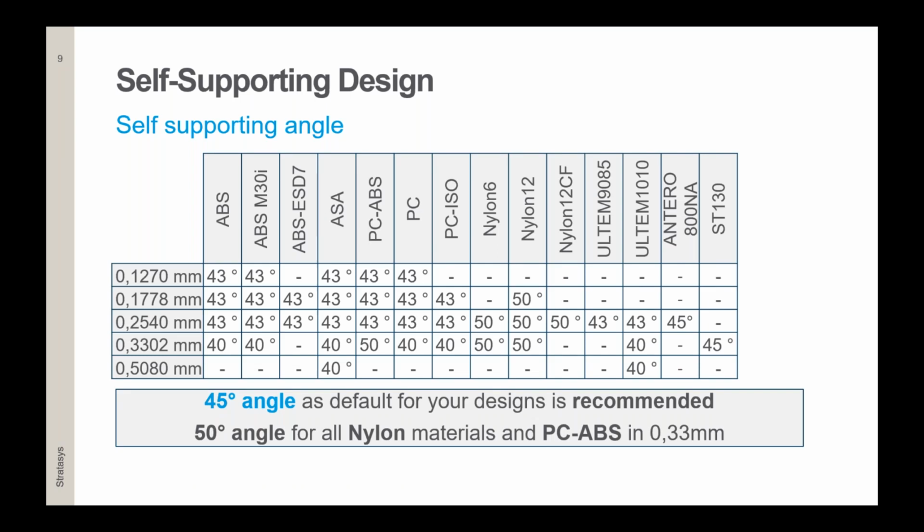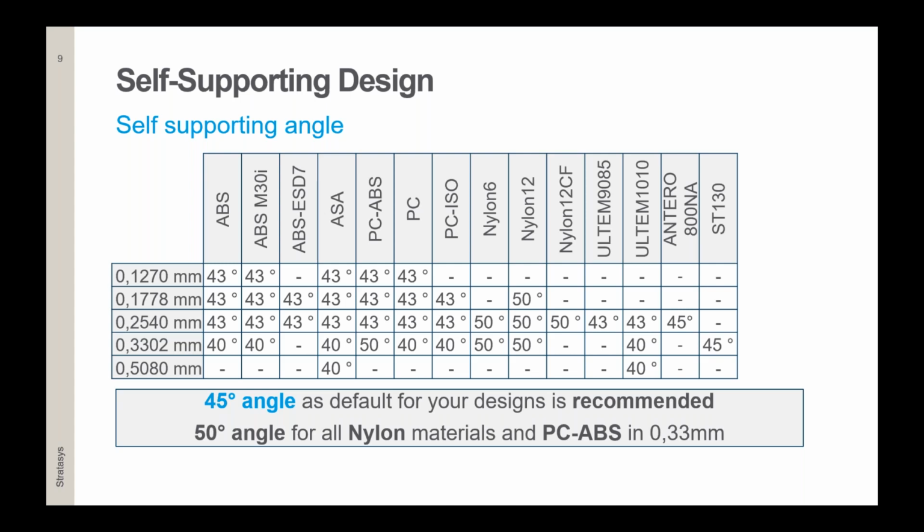As you can see from the table, self-supporting angle is different across materials and also slice height. So most of the options you see have by default 40 degrees angle, 43 degrees angle, or 45 degrees angle. With exception of nylon-based materials and in a single case PC-ABS. They have self-supporting angle of 50 degrees. So based on this, we can say that using 45-degree angle should be more or less the default option for your CAD model when thinking about self-supporting design.